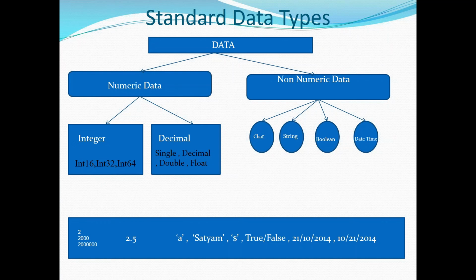But here, at least we can segregate based on our requirement. If it is falling in the range of int 16, better define it as int 16. If it is falling in the range of 32, define it as 32. Only that much amount of memory will be allocated.